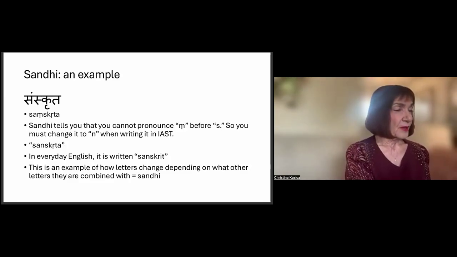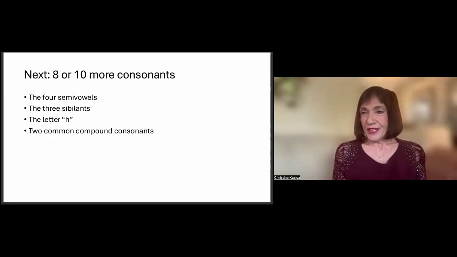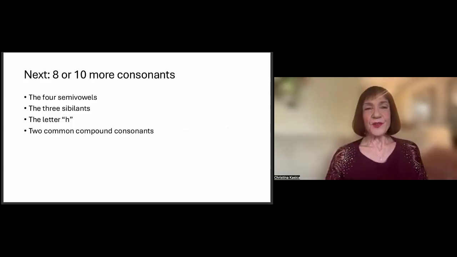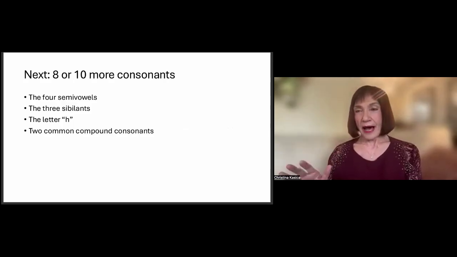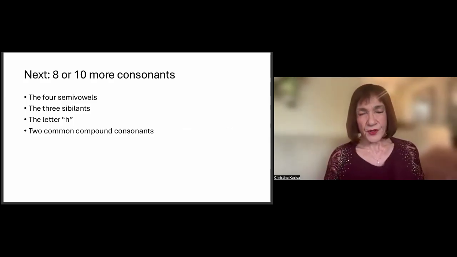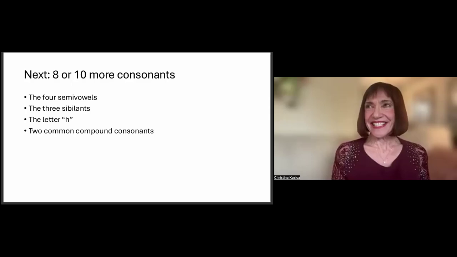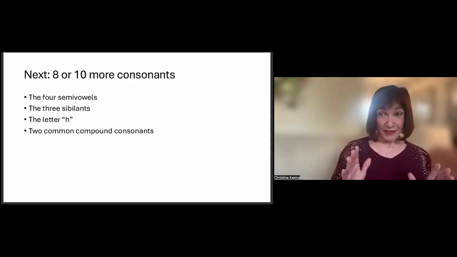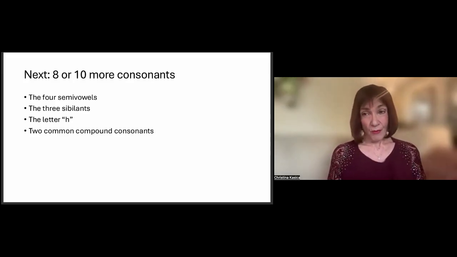Okay. All right, let's have the next slide now. Right. So the next presentation is 8 or 10 more consonants. And then we will have all the vowels. How many vowels are there in our system? 16. Sweet 16. Good. And so far we have 25 consonants, and we're going to get 8 or 10 more.